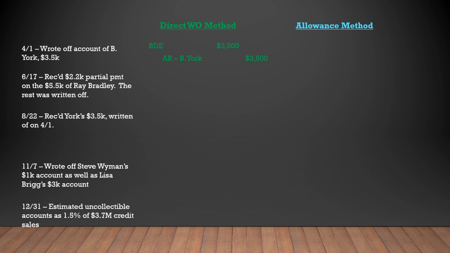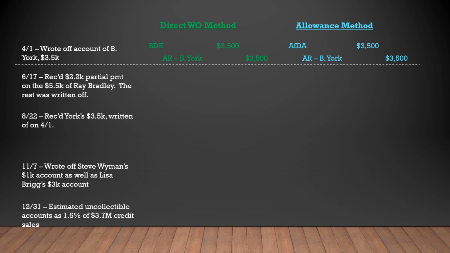Under the allowance method, we still credit AR, but the debit goes to AFDA, not BDE. On June 17th, we receive a $2,200 partial payment of a $5,500 amount owed by Raymond Bradley. The remaining portion of this account receivable was written off.